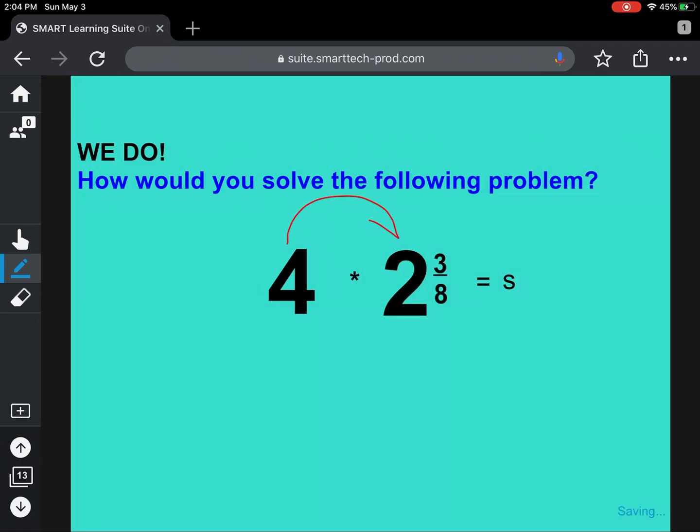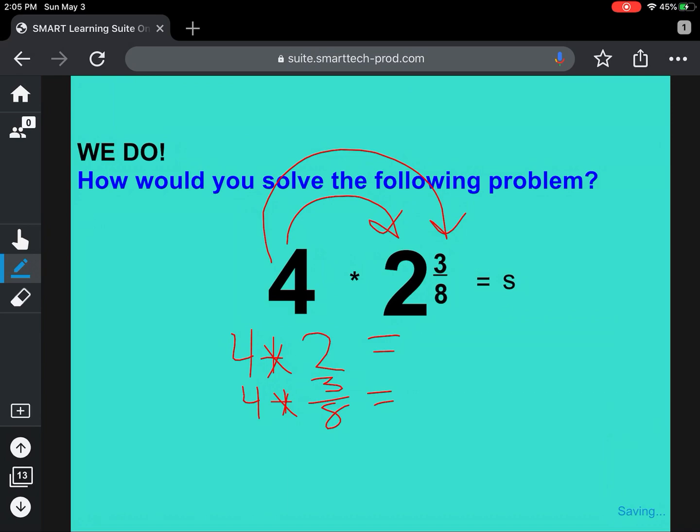So let's first start by multiplying our whole numbers. You're first going to multiply 4 times 2. You can do that. Then 4 times our fraction, 3/8. Then you can put your answers together.